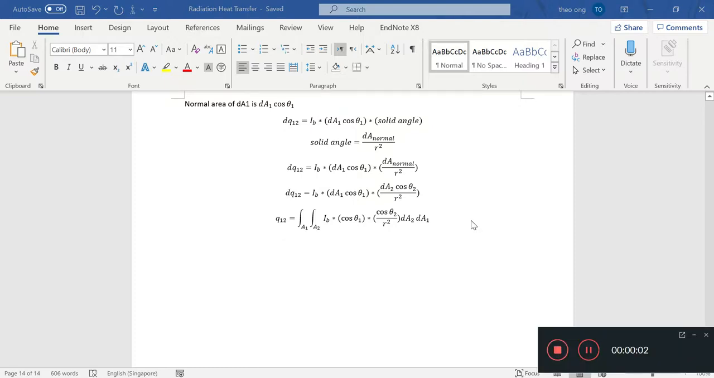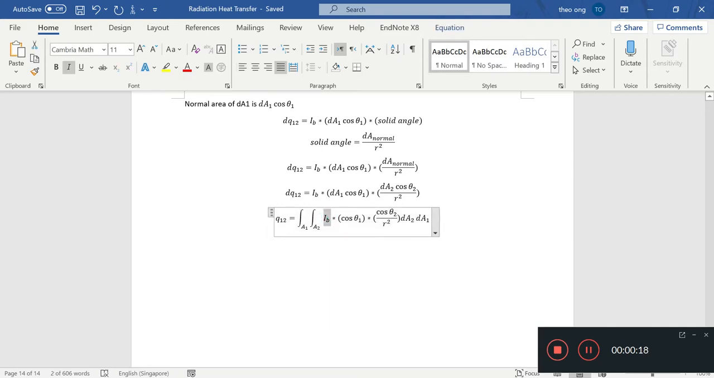Hello guys, welcome back to our radiation heat transfer learning journal. In the last video we were talking about heat transfer between, let's say, two surfaces, and we were looking for an expression for this little bugger here.